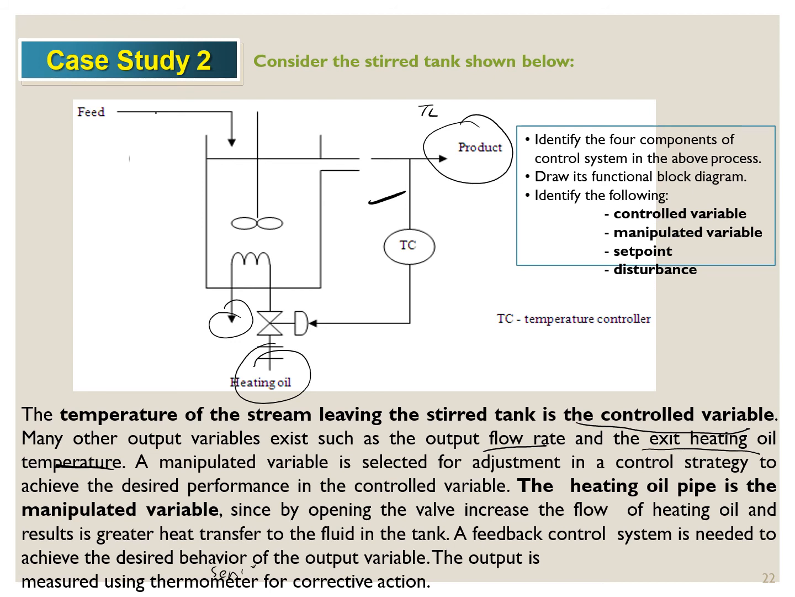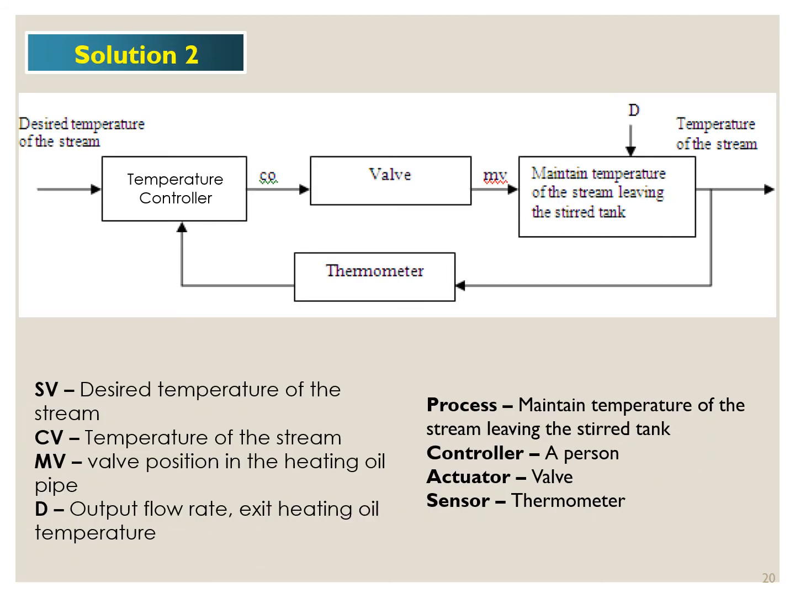So we want to identify the four components of the control system in the above process, which are measure, decision, action, and the process. Draw its functional block diagram. Identify the following: control variable, manipulated variable, set point, and also disturbance. Okay, now we move to the solutions.